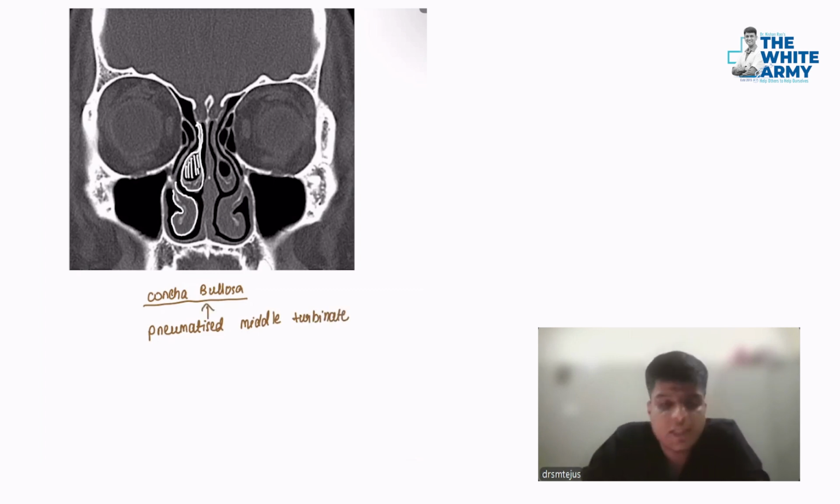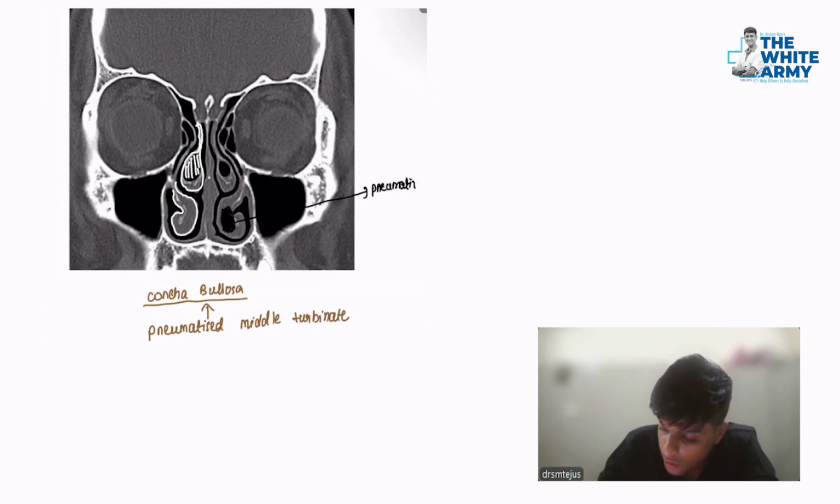So concha bullosa is nothing but a condition where air is filled within the turbinate, and it's a middle turbinate. Suppose the air starts filling in like this, and in CT scan we all know air looks dark or black in color. So if air fills up like this, then I'm going to call this a pneumatized inferior turbinate.